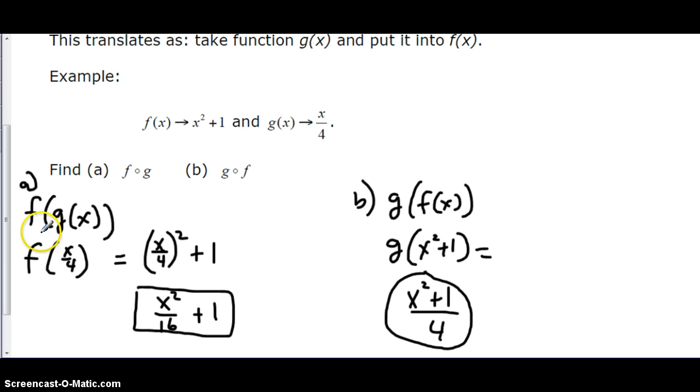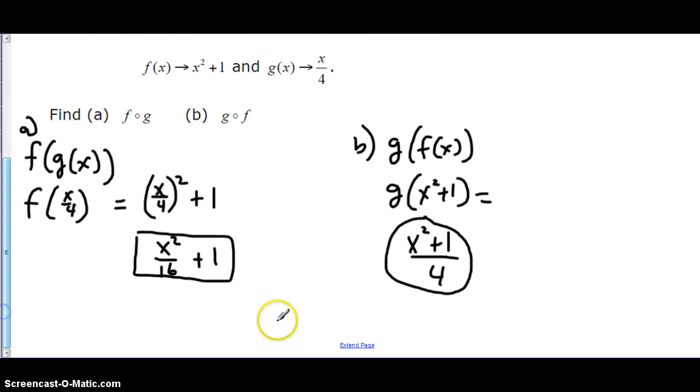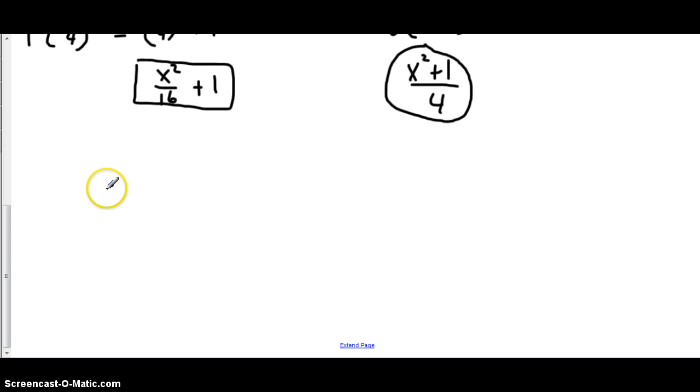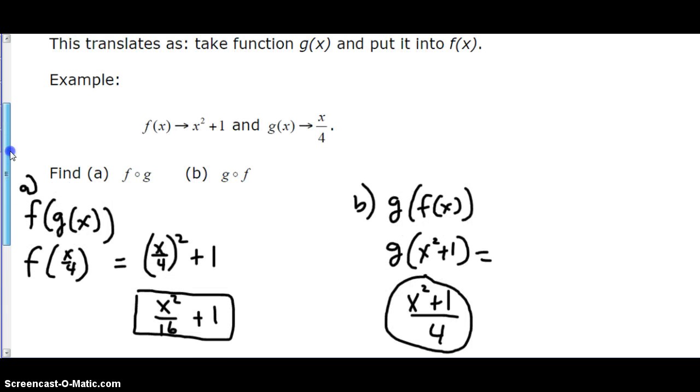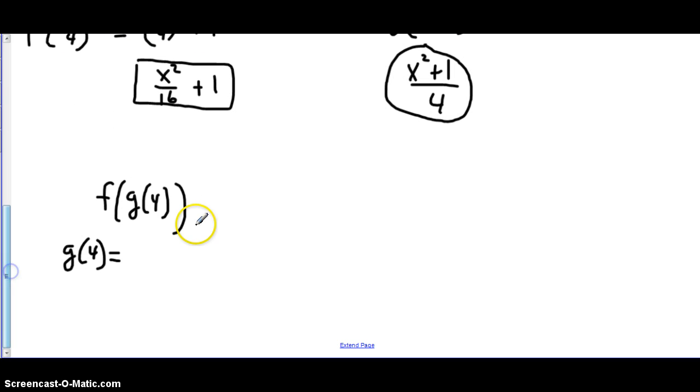Now remember, when you have numbers, let's say they want us to find f of g of 4, you can do it all in one step or in two steps, and you're going to put 4 inside of g and then that number inside of f. So I'm going to go ahead and break it into two steps and do g of 4 first. Remember, g of x is x over 4. So g of 4 would be 4 over 4, which is 1.